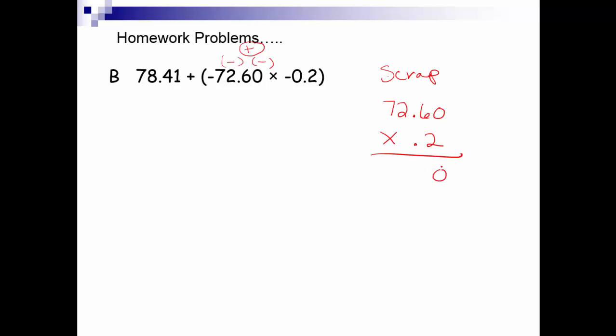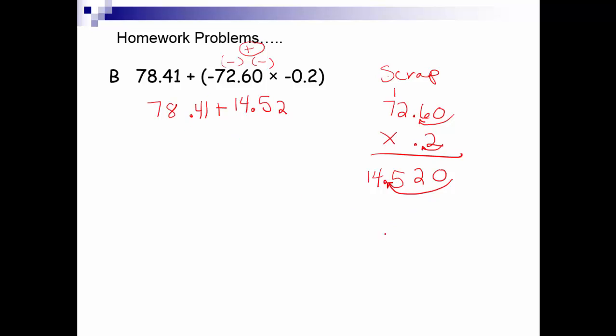2 times 0 is 0. 2 times 6 is 12. Put down a 2, carry a 1. 2 times 2 is 4, and 1 is 5. 2 times 7 is 14. Then I just count up 1, 2, 3 decimal places. So negative times a negative is a positive, and this is 14.52. Then we have 78.41 plus our 14.52.